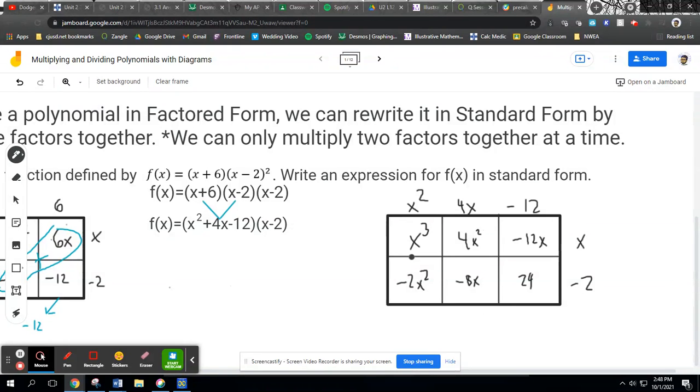And now I know that the product will be the sum of all of these sections. So we got to look for like terms. There's no like term with x cubed, so that just comes out. 4x squared and negative 2x squared are like terms. So this diagonal combines to be 2x squared. Negative 12x and negative 8x are like terms, so this diagonal combines to be negative 20x. And 24 doesn't have a like term, that's just a constant term. So this just comes out, and now we have our final answer.